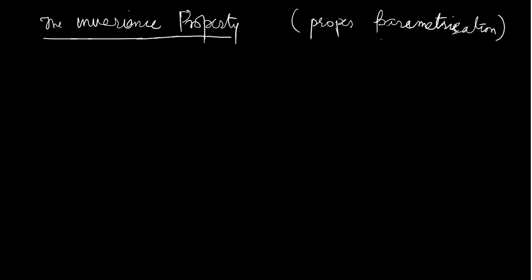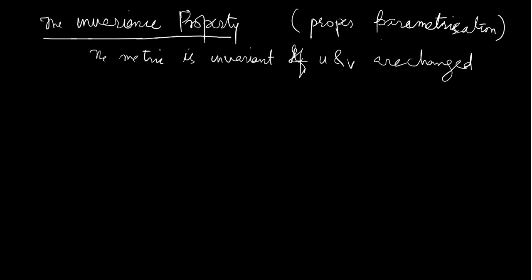The metric does not change. The way we measure the infinitesimal length does not vary if we reparameterize the surface. So the metric is invariant if u and v are changed to some other parameters, let me call them u prime and v prime, under reparameterization. That's again very easy to prove.